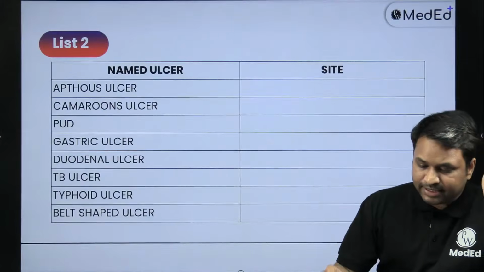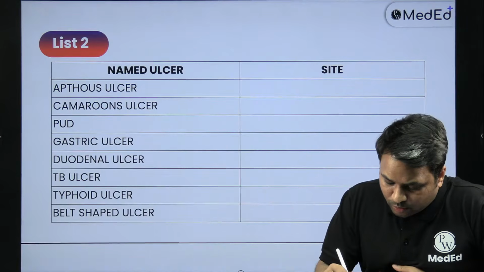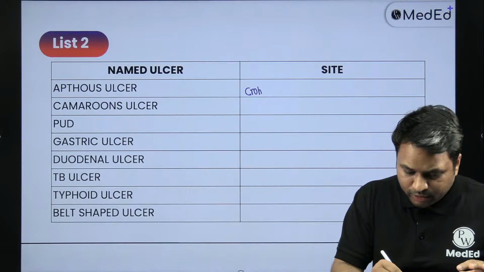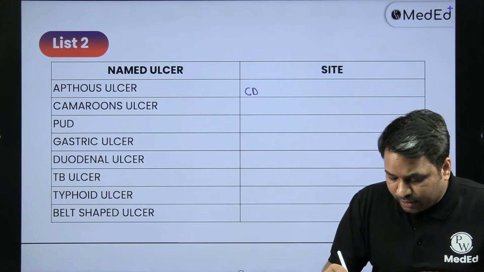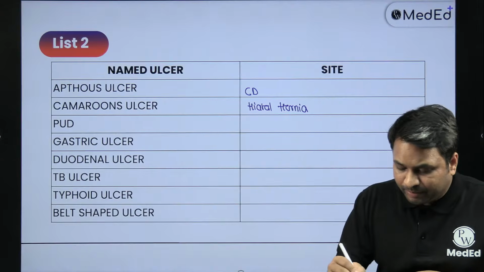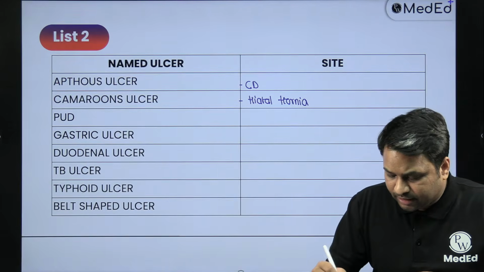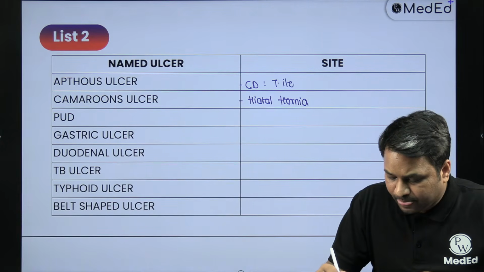The second list is the named ulcers and where you find them. Aphthous ulcers are seen in Crohn's disease. Cameron's ulcer is seen in hiatal hernia. The aphthous ulcer is seen in Crohn's disease, and the most common site is the terminal ileum.